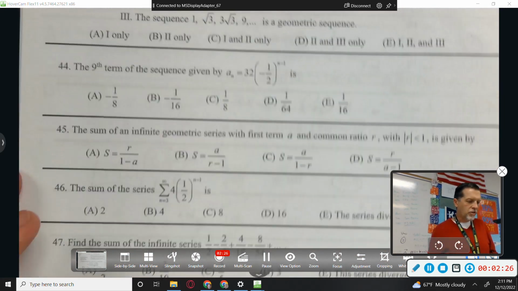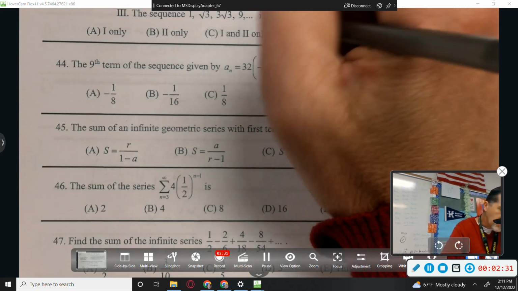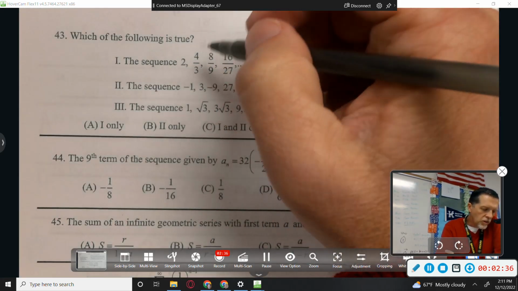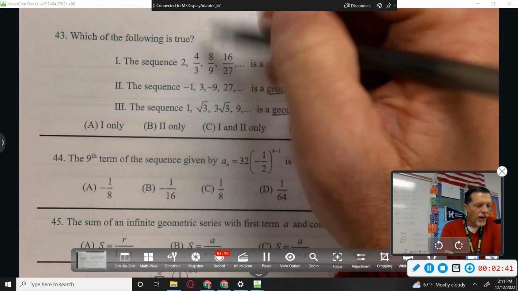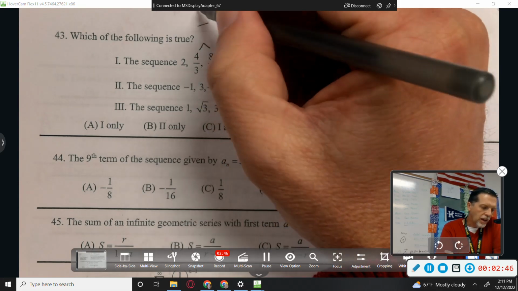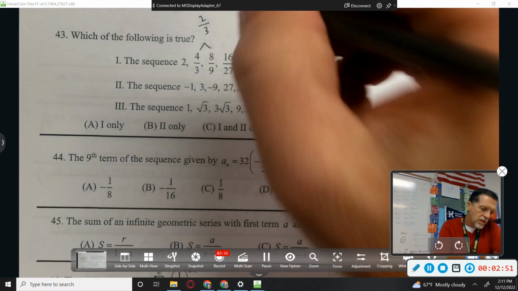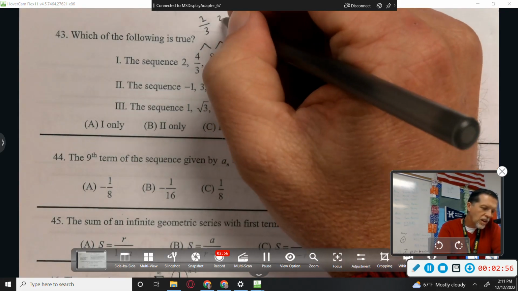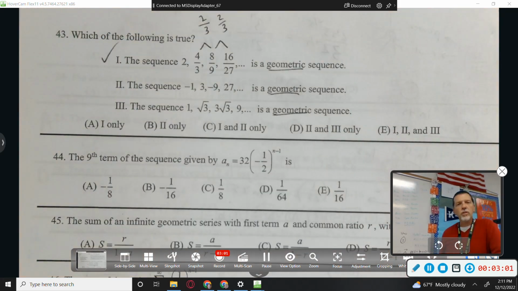Which of the following is true? Okay, they're all geometric, so that means we're multiplying by something each time. It's kind of tricky when you have a not fraction and a fraction, but if you're going from fraction to fraction, I think it's easy to tell that you multiplied by 2 over 3, because multiplying fractions you just multiply across. And from 8/9 to 16/27, you multiply by 2 over 3. So I think that first one is true.